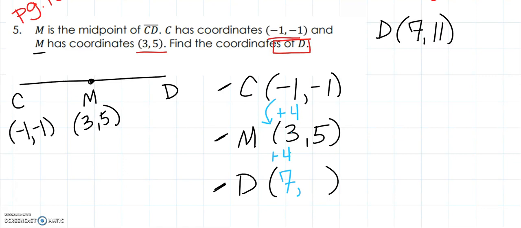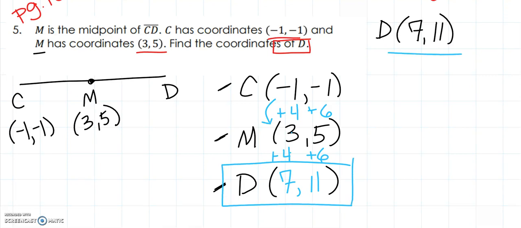Now let's look at the other one. To get from -1 to 5, I'm going up 6, positive 6. Okay, so to get from -1 to 5, I'm adding 6. So I'm going to do the same thing on the other side. I'm going to add 6. 5 plus 6 is 11. And look, I got the same answer I did with the algebraic method.